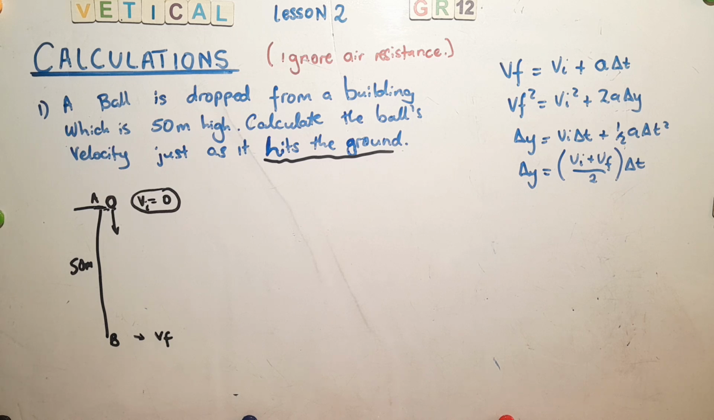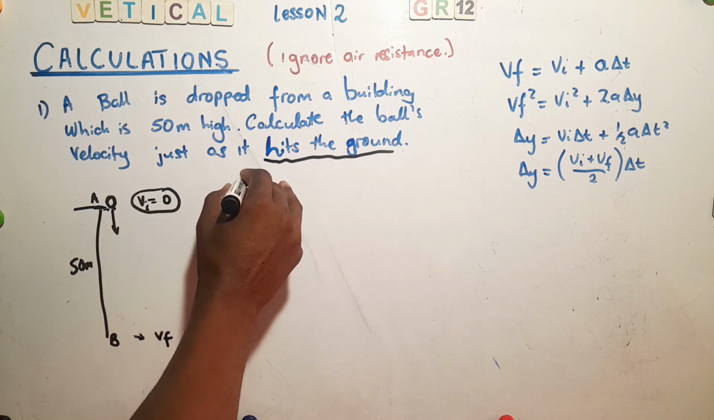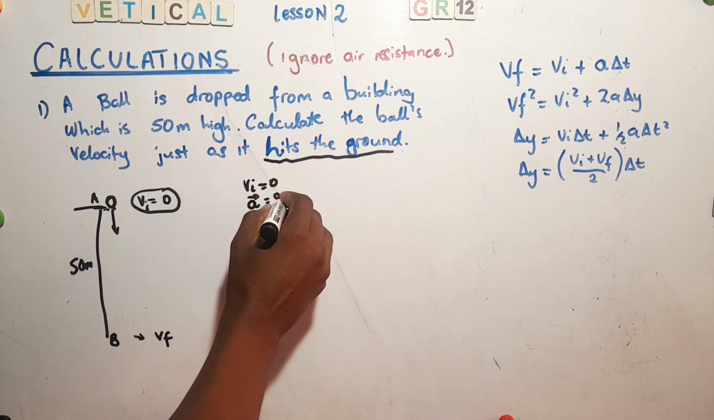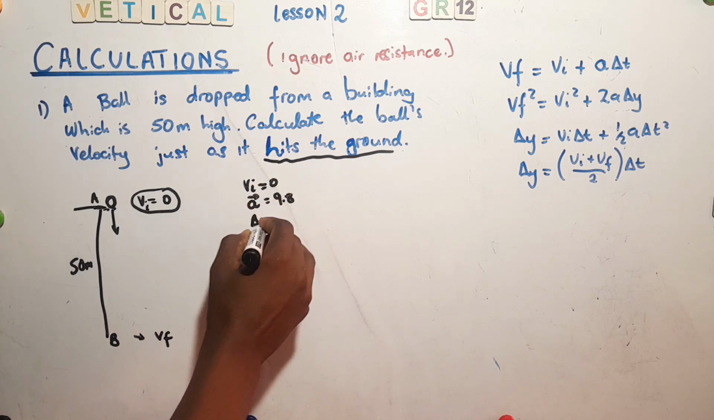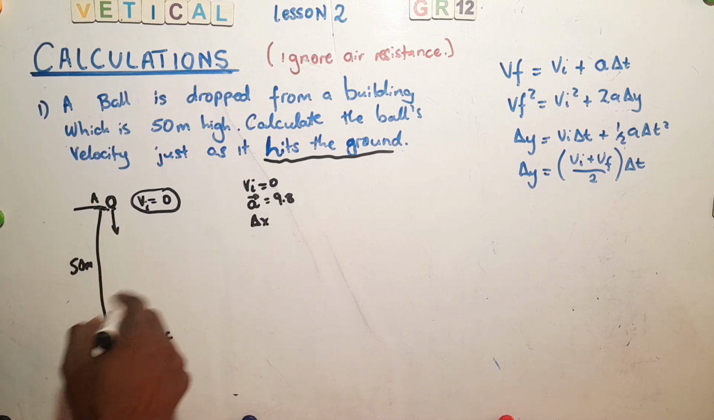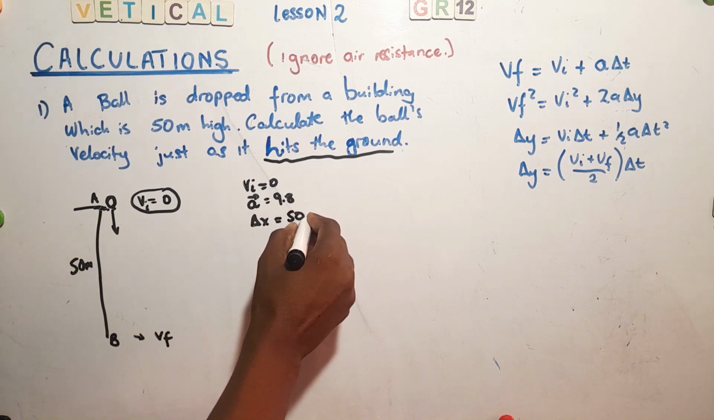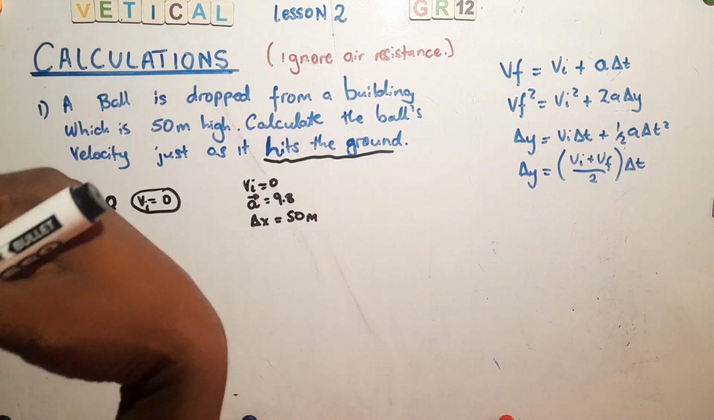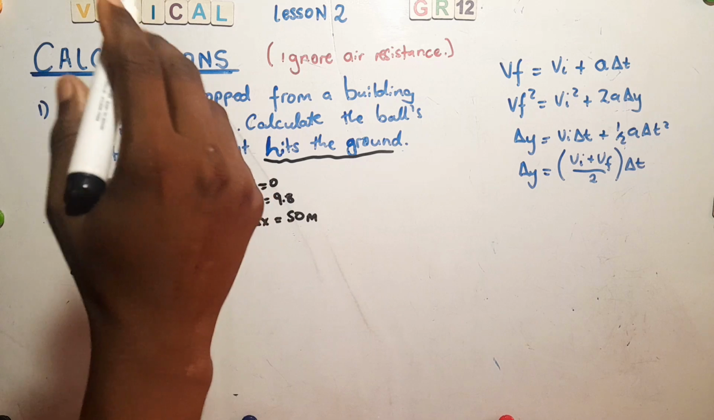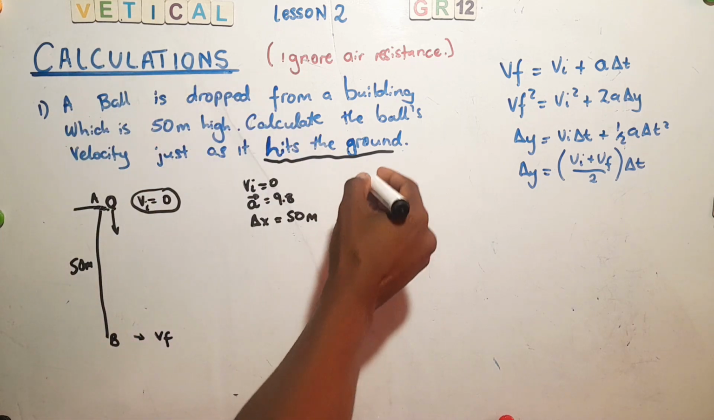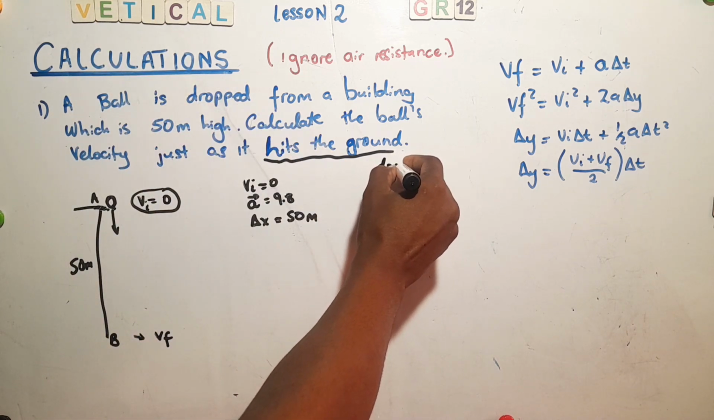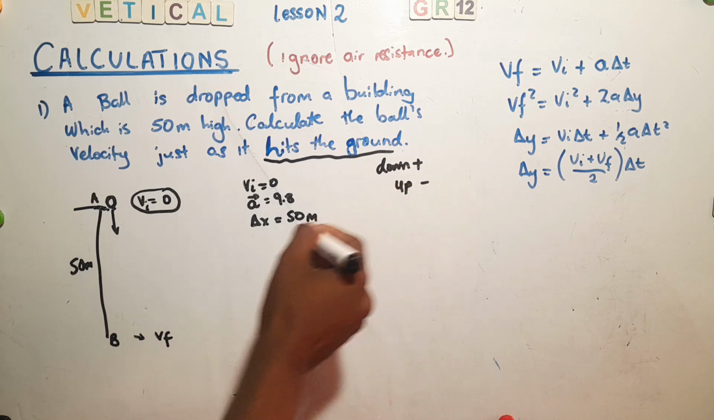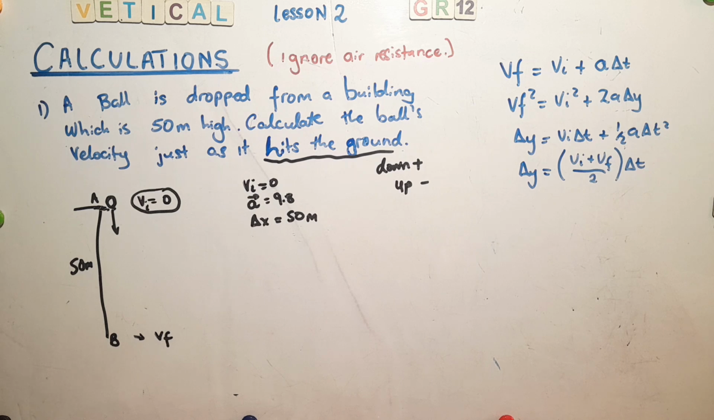So according to this question, we have the initial velocity as 0. We have the acceleration as 9.8. We have the displacement of the ball from this point to this point as 50 meters. Since we are going to be dealing with vectors, it's wise to choose the direction. Since we are talking about upwards and downwards motion, I'm going to take downwards as positive, right? So it means that upwards will be negative when we're doing the calculations.